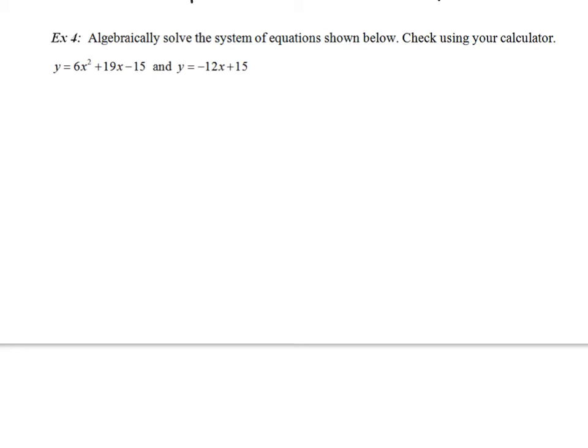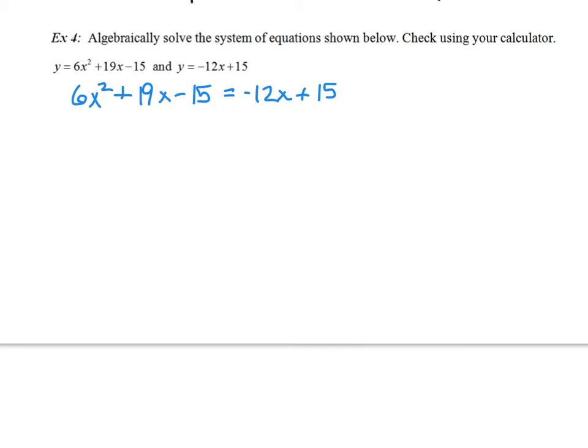I'm going to use the method of substitution. So that means that I'm going to substitute negative 12x plus 15 for this y because both of these expressions are equal to y. So I'm going to have the equation 6x squared plus 19x minus 15 is equal to negative 12x plus 15. Now, don't make the mistake of thinking that those 15s are going to cancel because on the left side I've got negative, on the right side I've got positive.